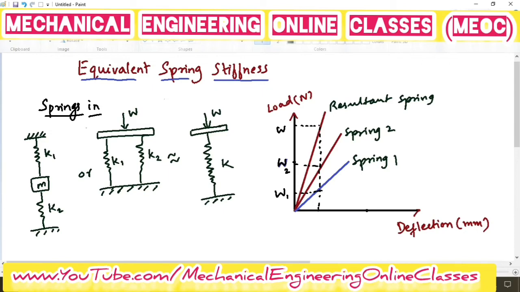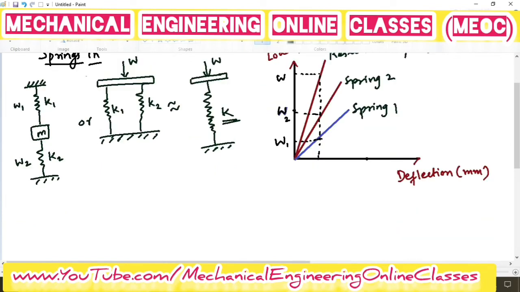So the equivalent stiffness of the springs could be assumed to be K, and we are now supposed to find out that K value. As we have already seen, total load is W and W1 and W2 are the loads shared by both the springs, K1 and K2 are the spring stiffnesses. Delta 1 and delta 2 are the deflections of springs 1 and 2, and K is the combined stiffness of the springs, and delta is the total deflection.